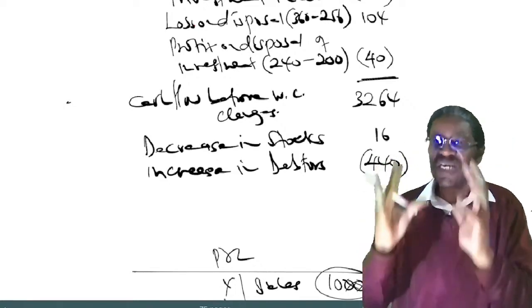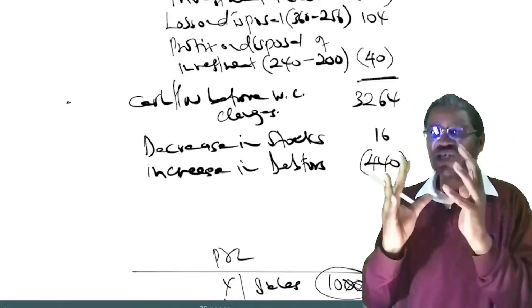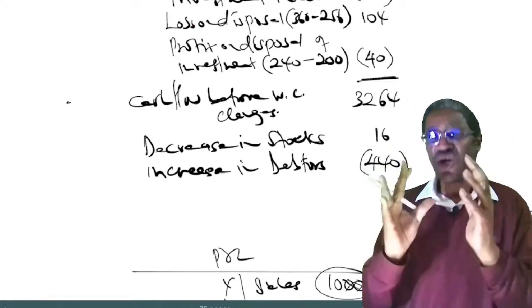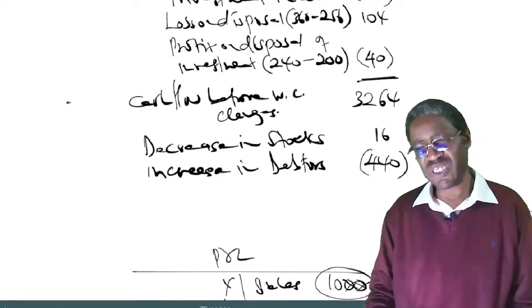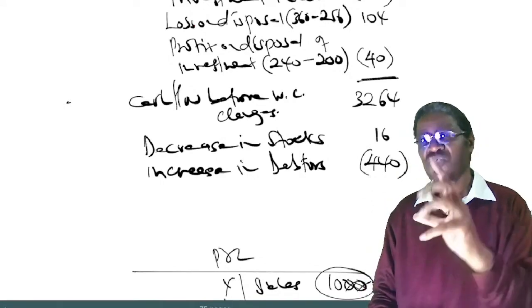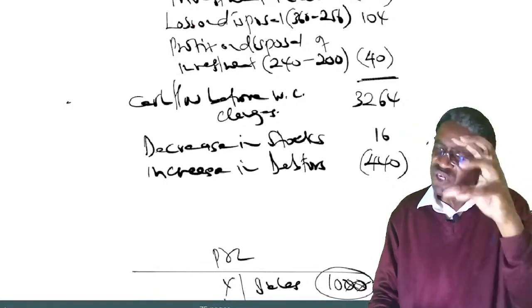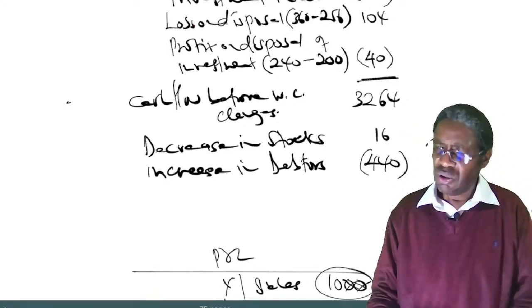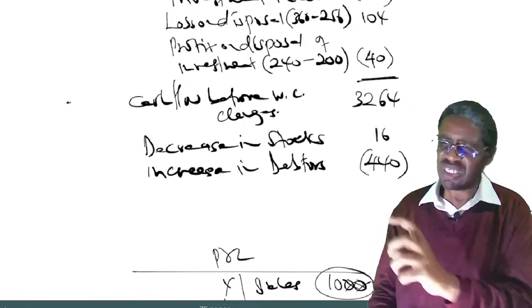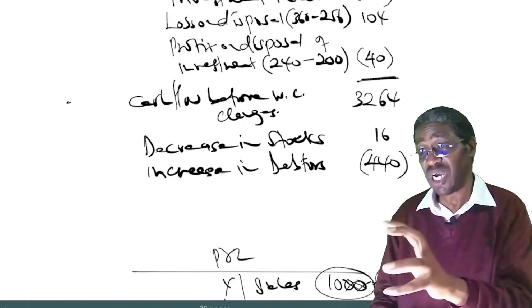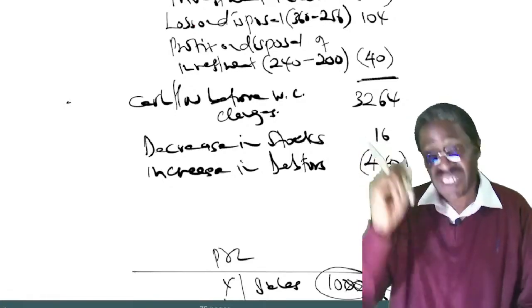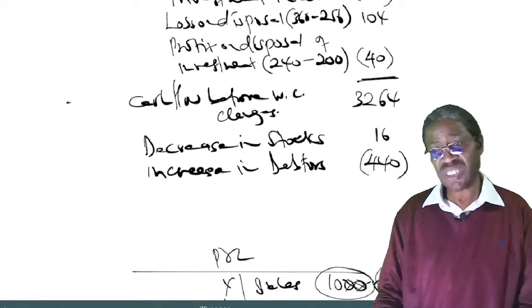We are preparing a cash flow statement. And we are looking for cash flows from operating activity as one amount. So we are saying this profit that you got includes credit sales. But we never received credit sales. We received only cash sales. So adjust it with that credit sales.